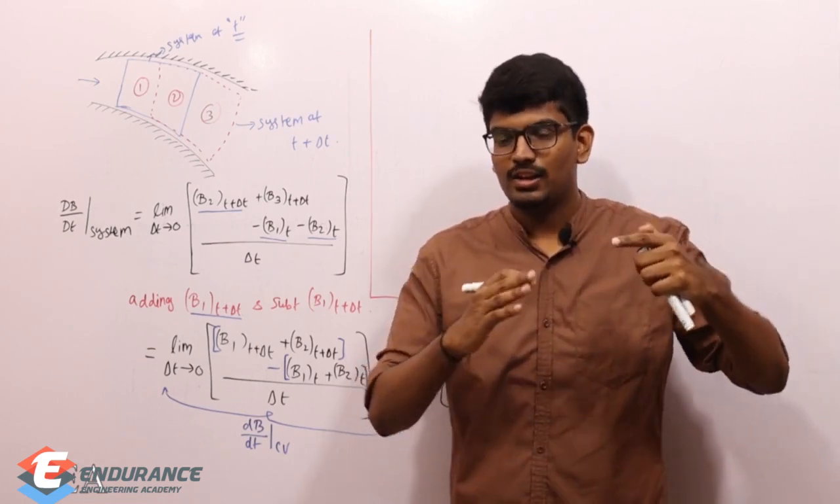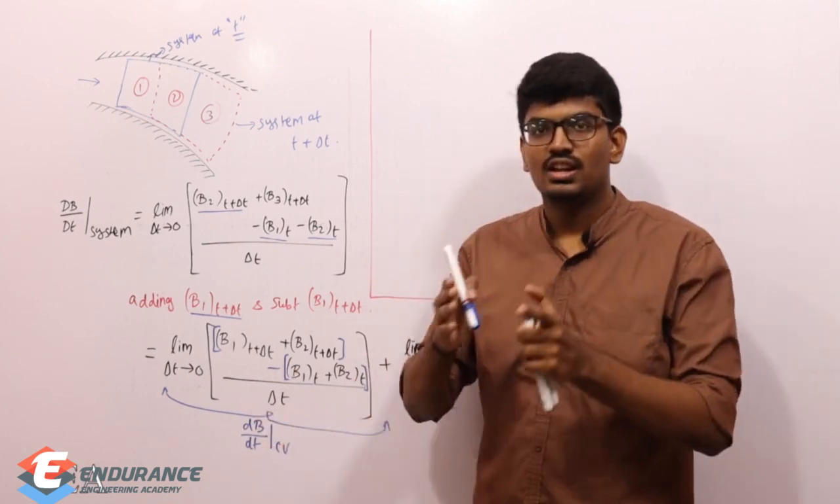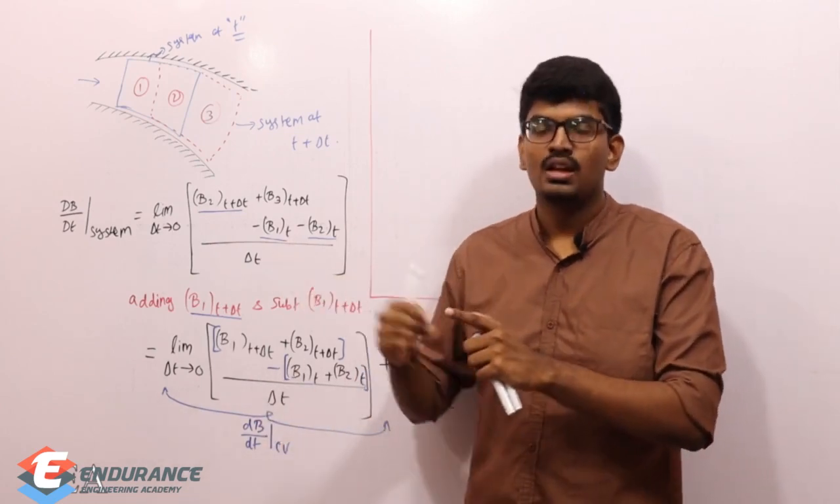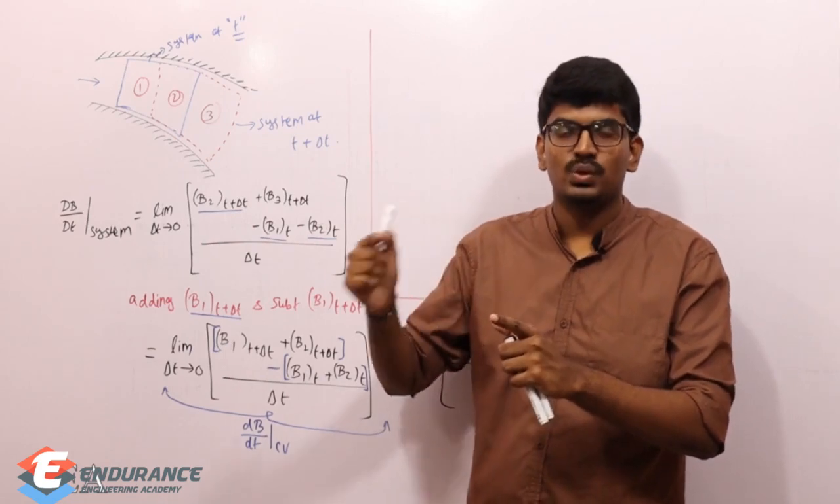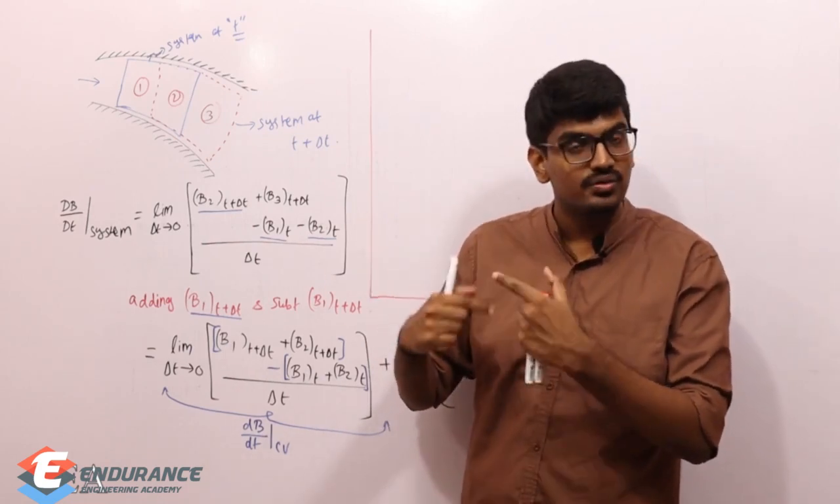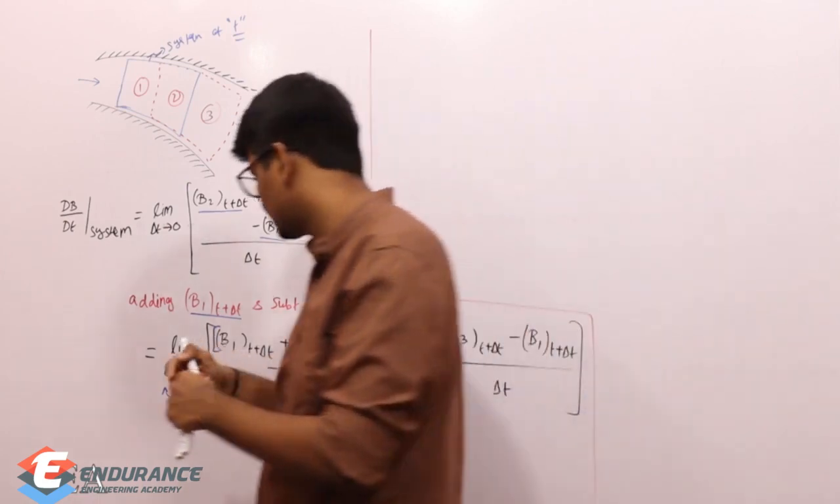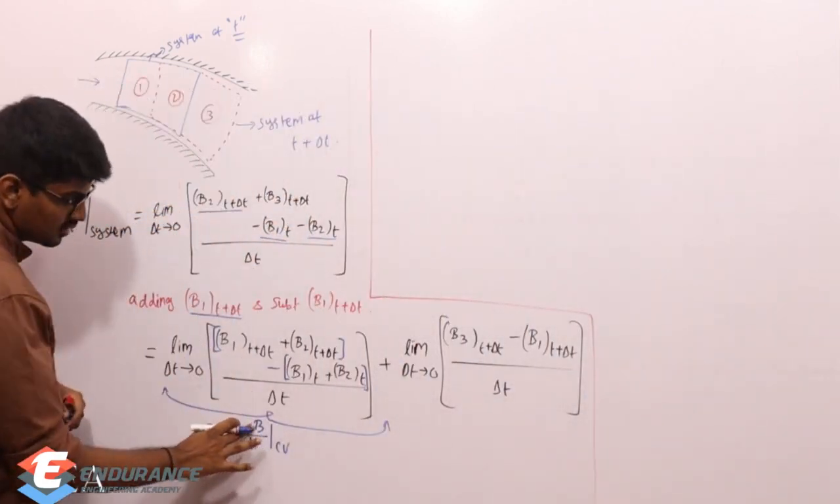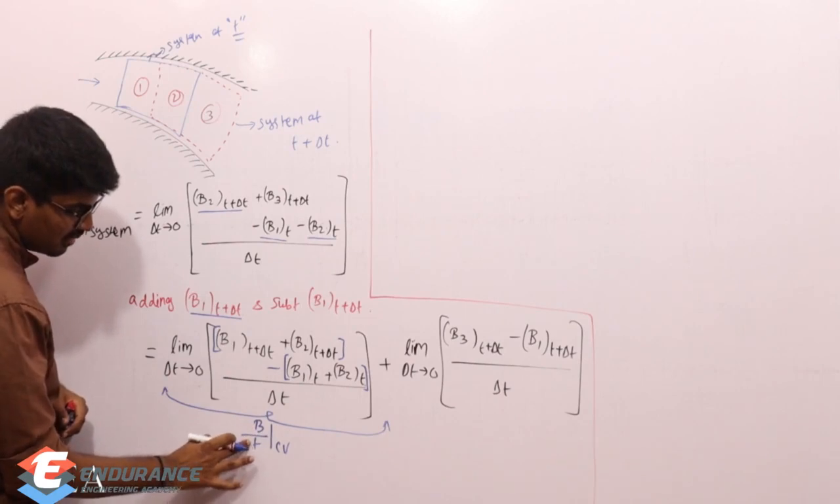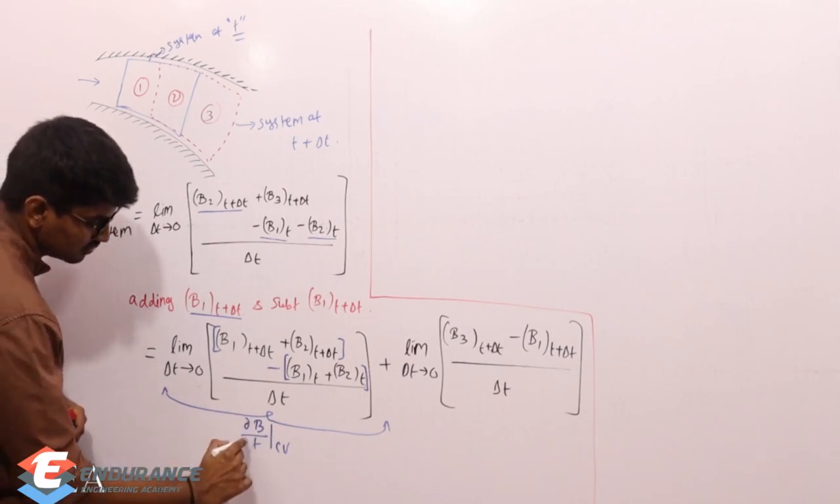So suppose the property B is a function of x, y, z and time. I am fixing my position as constant, which means x, y, z is constant. What type of derivative is it? It's a partial differentiation, right? So this is ∂B/∂t.